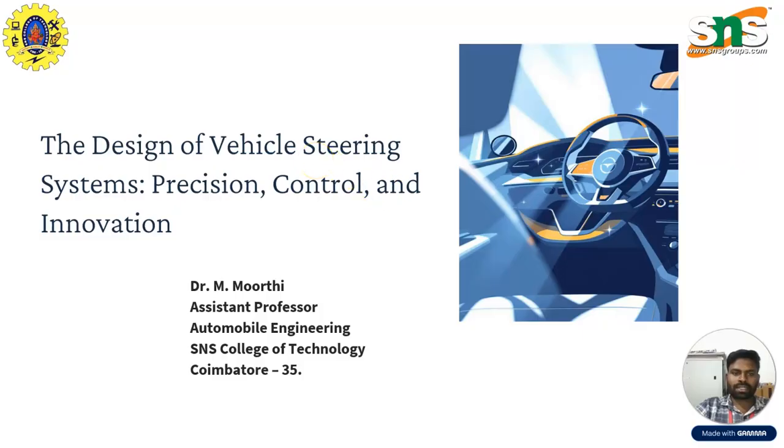So this is a lecture series on automotive vehicle component design. In this video, we are going to discuss a topic called the design of the vehicle steering system. If you are going to design a steering system, we have to consider important parameters like precision, control, and innovation. The steering system plays a major role in direction control. With the help of a steering system, we can control the direction in which we are moving.